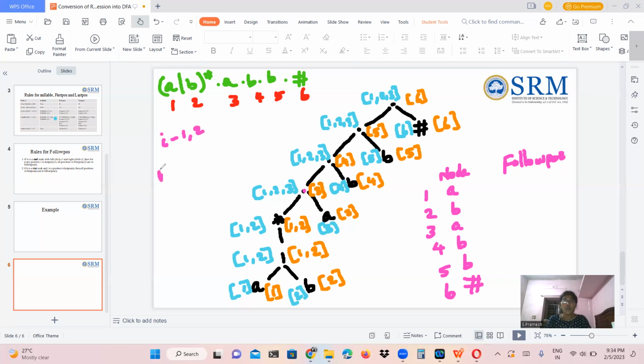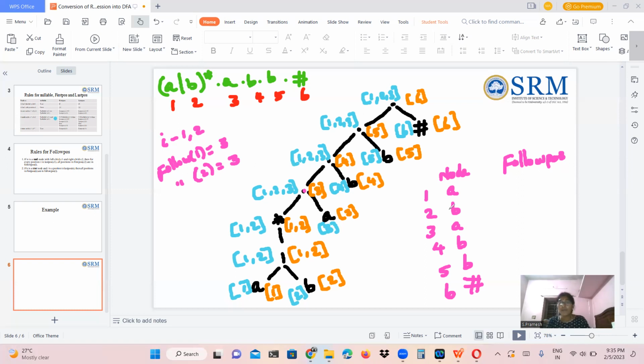Now, you have to write the follow position of 1 and the follow of 2, follow of I only. So for I, you have to take only the left child's last position value. That is 1, 2, right? So follow of 1, follow of 2 is equal to the first position of the right child. What is that? The first position of the right child is only 3. So you write follow of 1 is equal to 3 and follow of 2 is equal to 3. That's it.